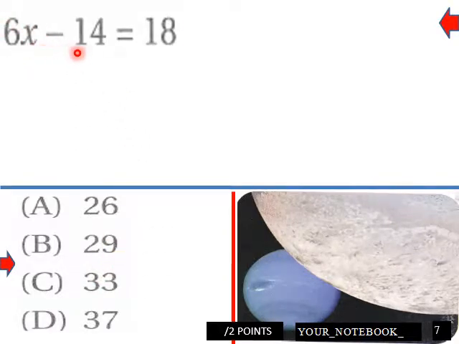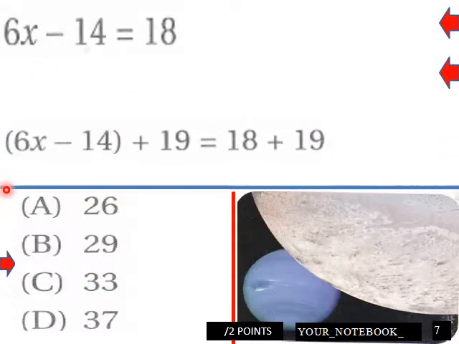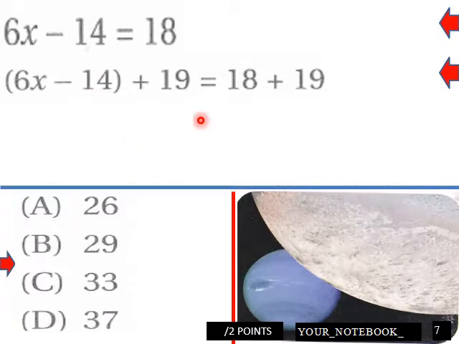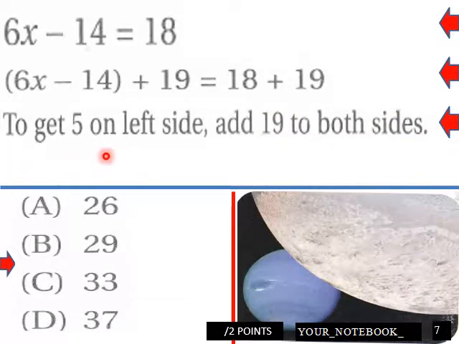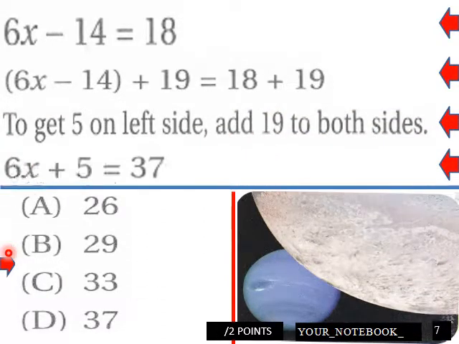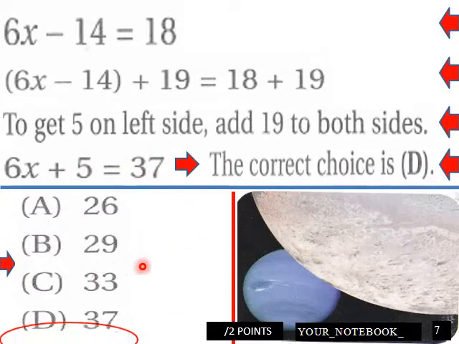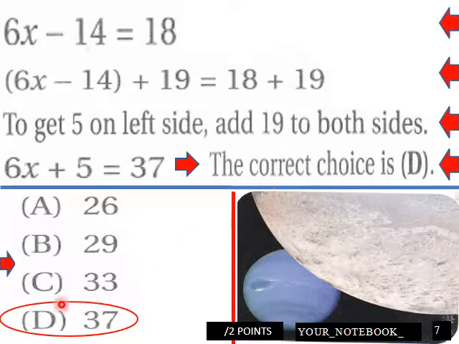So then we get this: 6x minus 14 equals 18. To get 5 on the left side, add 19 to both sides: 6x minus 14 plus 19 equals 18 plus 19. 6x plus 5 equals 37. Correct choice is D after you do the substitution.